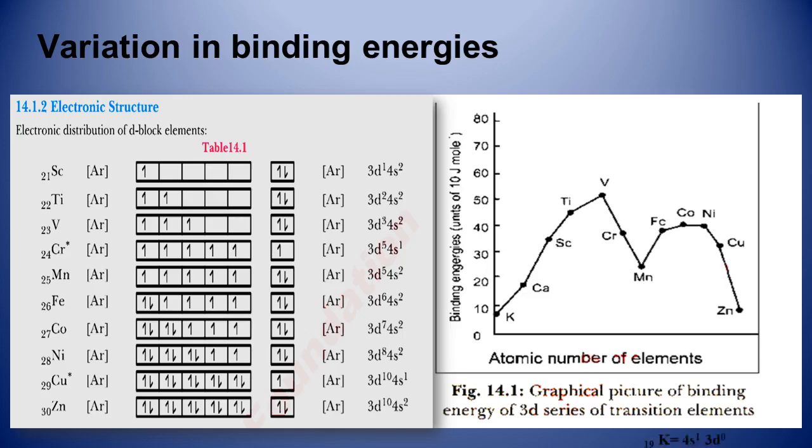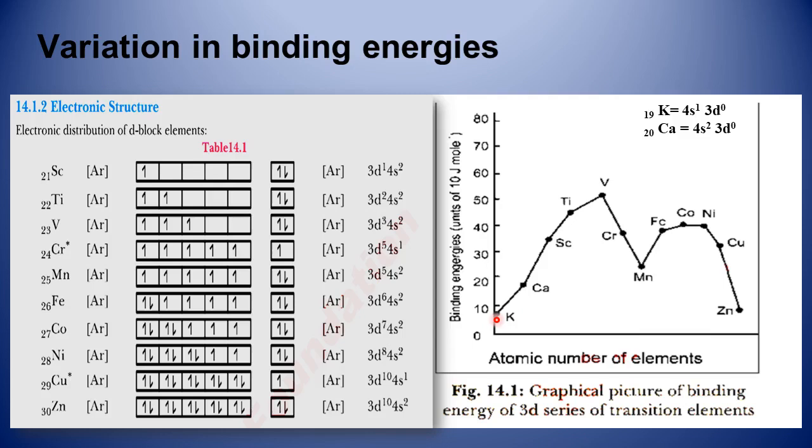Now students, we are going to start from potassium, which is going to have atomic number 19 and the electronic configuration is 4s1, but there are no electrons in the 3d orbital. So you can see in this graph we are going to plot the binding energies on y-axis and the atomic numbers are going to be plotted on the x-axis. Potassium can make only one bond with this 4s1 electron. Therefore, it is going to have the minimum binding energy.